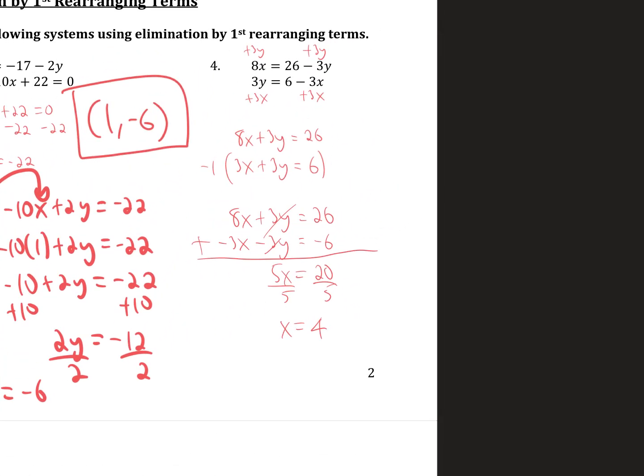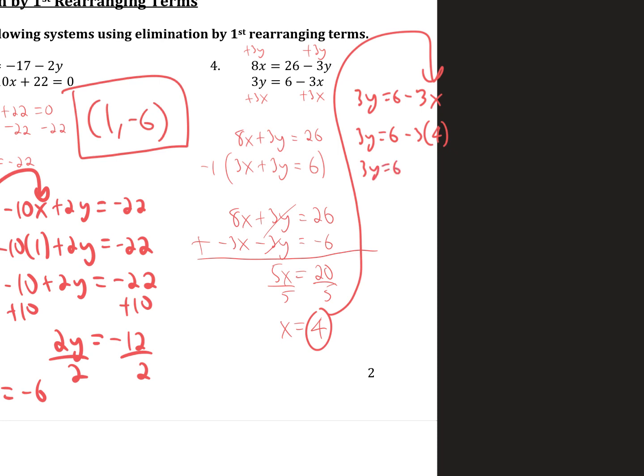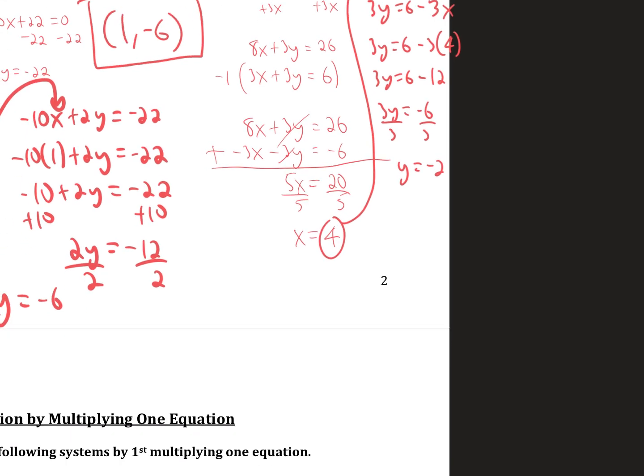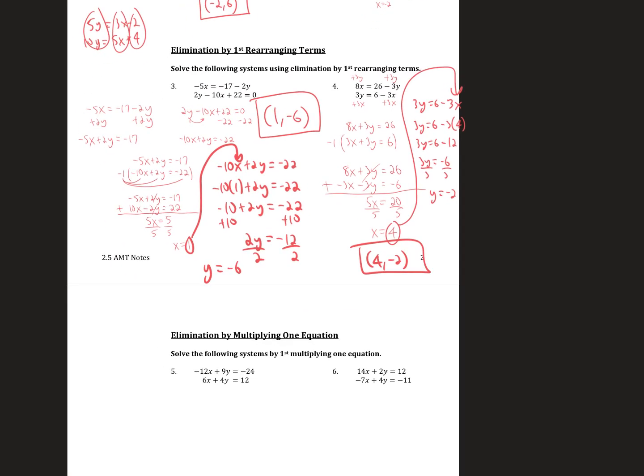So I'm going to plug into, we'll do 3y. 3y equals 6 minus 3x. Plug in this 4 in for x. So we have 3y equals 6 minus 3 times 4. So 3y equals 6 minus 12. 3y equals -6. Divide by 3. Y equals -2. So our answer for this one's going to be 4, -2. All right, sounds good. Okay, I've got a few more examples to go here, so we'll keep moving.